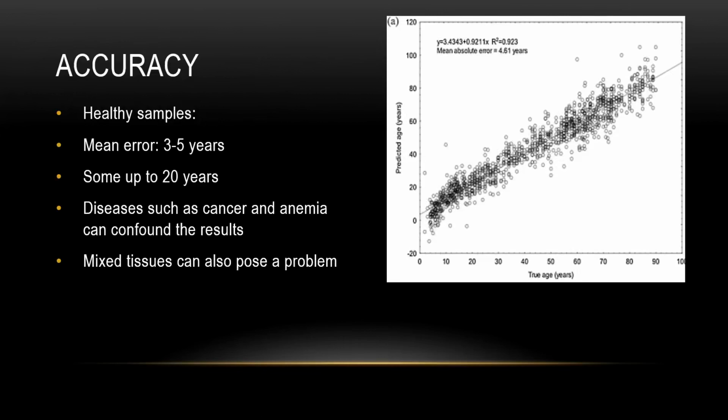The accuracy here has a mean error of about 3 to 5 years, but some results will have errors of up to 20 years, and there are some diseases that confound the results, for example, cancer or anemia. Also, it's a problem because this is tissue-specific methylation, if you have mixed tissues. So usually this is done from blood and saliva, and if you have a mixture of other tissues, then this can be more inaccurate.